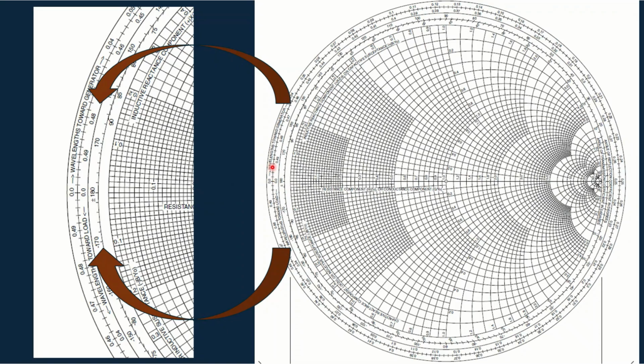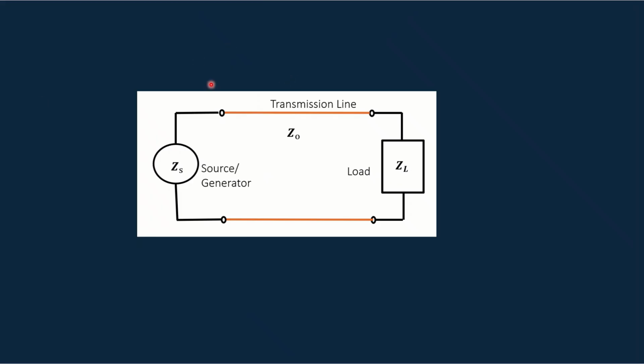In Smith chart, you can see that wavelength towards generator and wavelength towards load. So in this video, we are going to see what is meant by wavelength towards the generator. So let's see. If we consider an RF circuit system, it will be having a source.